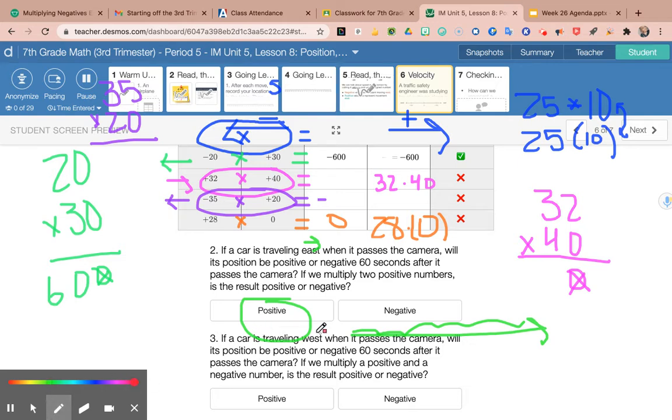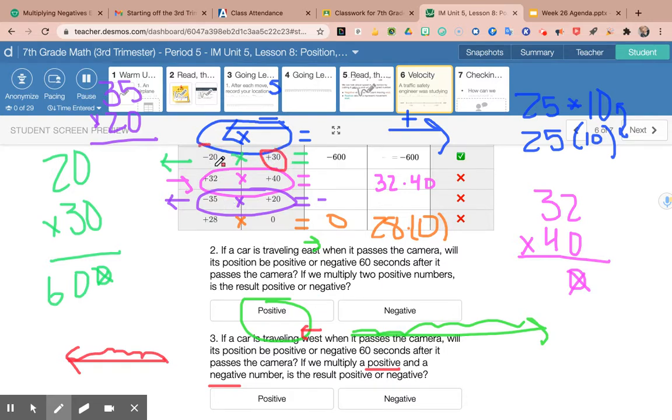Next question, if a car is going west, so if a car is going left, will its position be positive or negative 60 seconds after it passes the camera? So it's going left and it does that multiple times. Remember, again, just keep going left. So the question is, if we multiply a positive and a negative, will the answer be positive or negative? So notice right here, when we had a positive and a negative number, my answer was negative. So if my car is going left and time is positive, my car is continuing to go left. So my car is still going to the negative side.